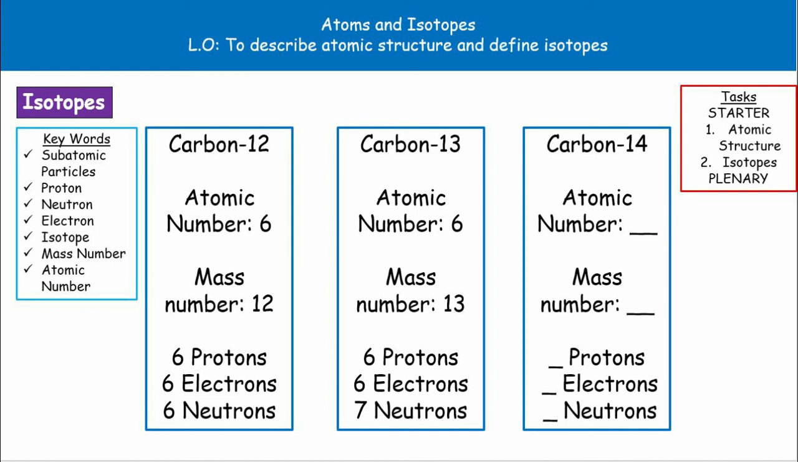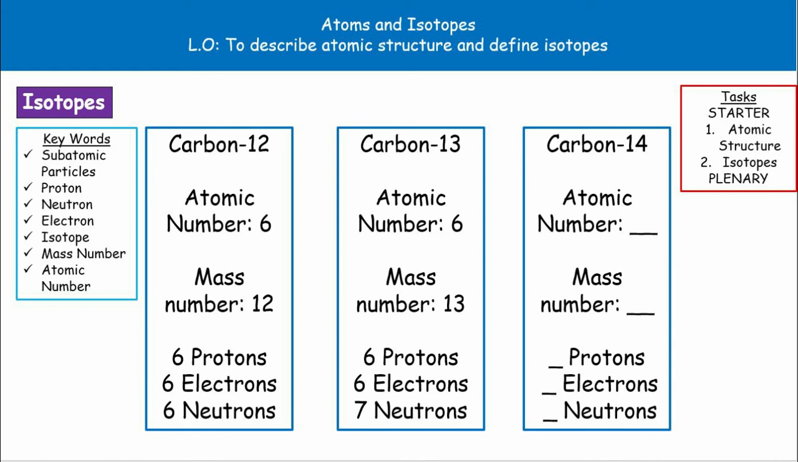Then underneath we've got the number of protons, electrons and neutrons. So the number of protons and electrons is just the atomic number. So for carbon-12, atomic number is 6, so the protons is 6, the electrons is 6. Now to work out the number of neutrons, we've got to do the mass number minus the atomic number. So for carbon-12, that would be 12 minus 6, which hopefully we know leaves us with 6. So we have 6 neutrons.